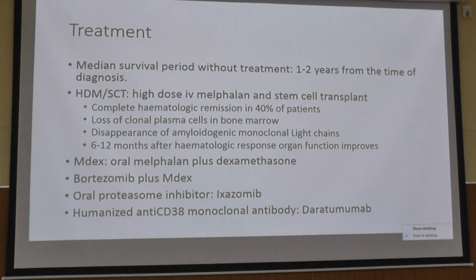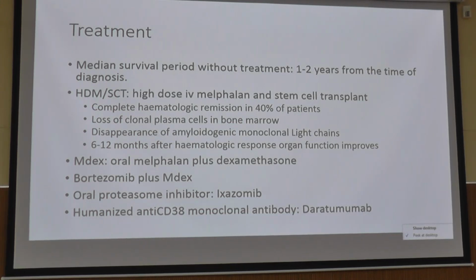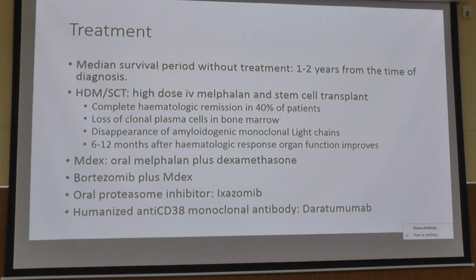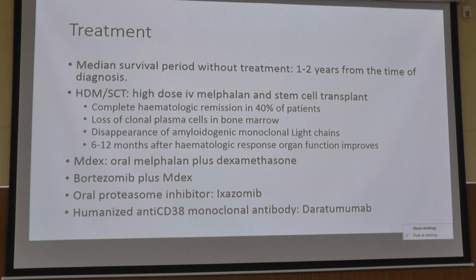Now, a few words about therapy. Median survival without treatment is only 1 to 2 years. What we are going to use is high dose melphalan and a stem cell transplant, but only 30% of people will be eligible even for this therapy. The next therapy is oral melphalan along with dexamethasone. But now newer drugs like bortezomib, a proteasome inhibitor, are used. So you have bortezomib along with melphalan and dexamethasone, or nowadays newer drugs are coming up. You have even oral drugs.